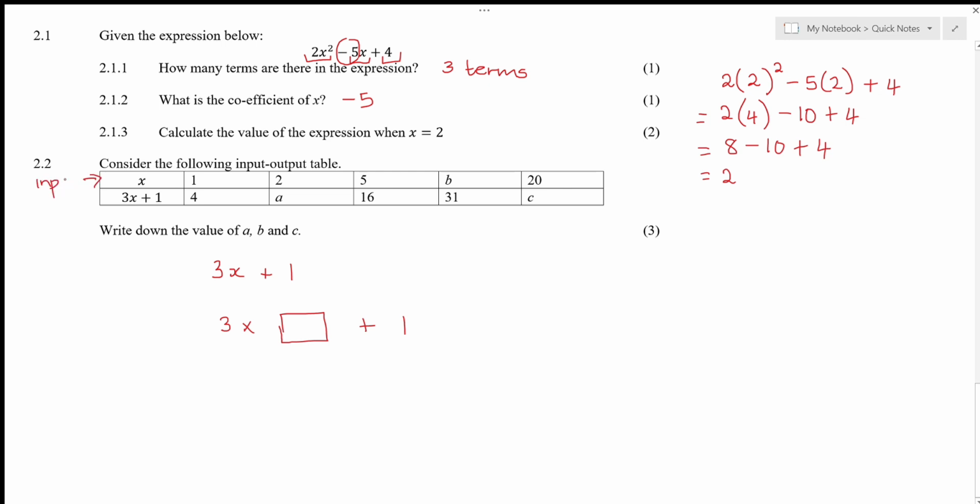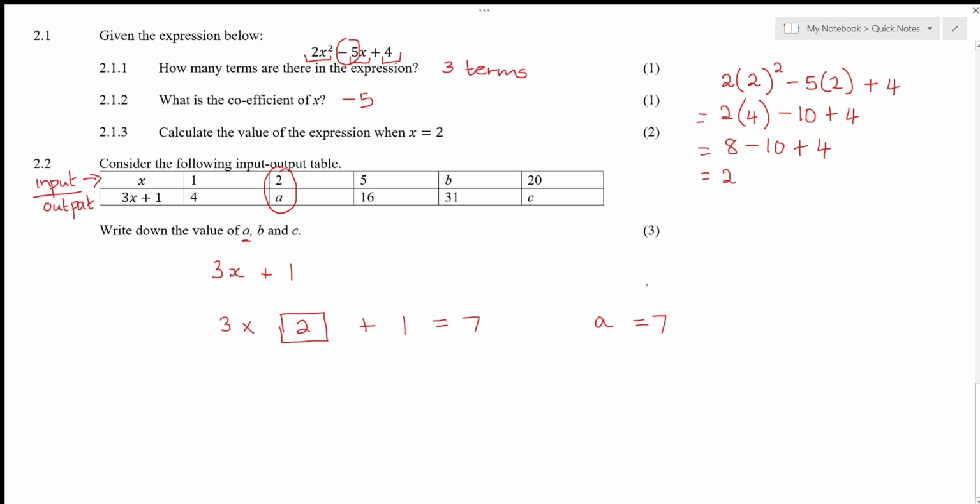That's your input. So if I want to find the value of a, a means that I'm going to input 2 to get the output. So this is the output that you're looking for. So your output is going to be a. So if I substitute in 2, what is my output? So let's have a look. 3 times 2 is 6, and 6 plus 1 is 7. Now remember that 3x means 3 times x, so therefore 3 times 2. Okay, so my output here, we're going to have a is equal to 7.